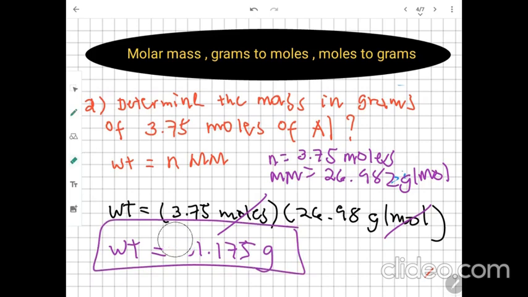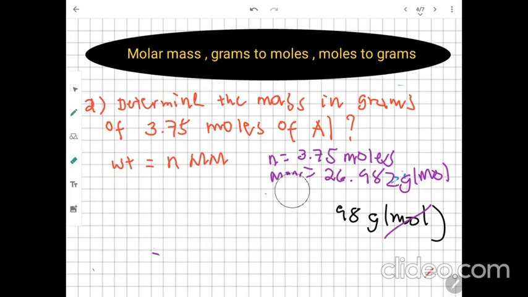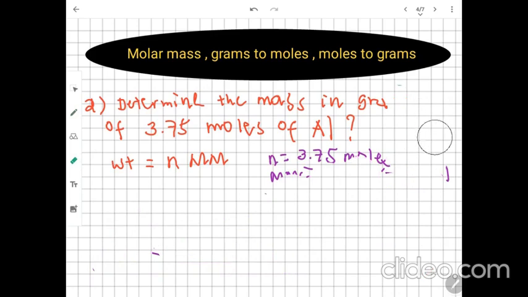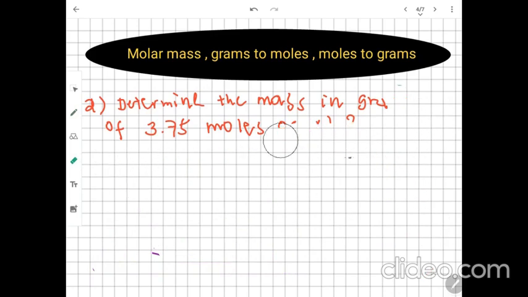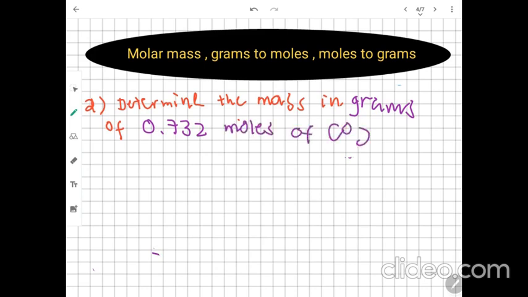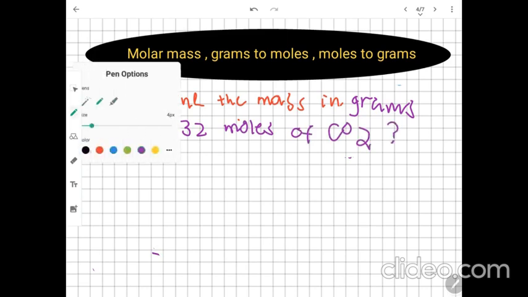Okay, here let's consider another example. Determine the mass in grams of, let's consider for example, 0.732 moles of CO2. Okay, so let's have here our solution.